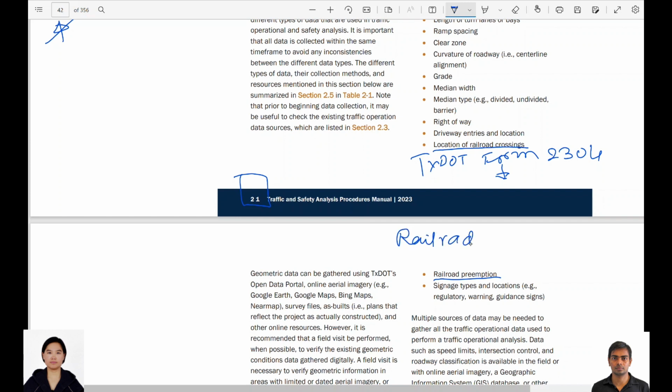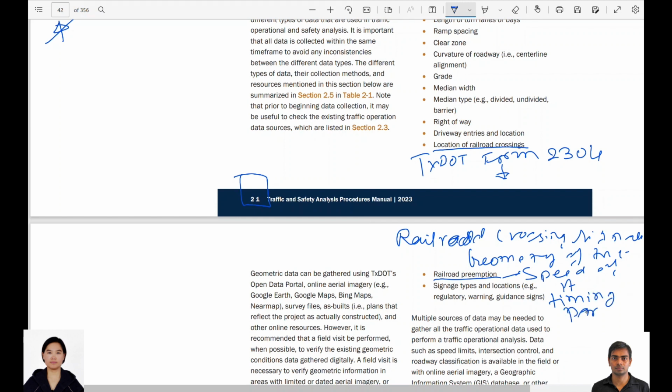So there are different railroad crossing signals and the gate arm. This depends on the geometry of the intersection, speed of the approaching train, type of detection of the train, and several timing parameters. Among the timing parameters, the most important one which plays a bigger role in railroad preemption is the pedestrian timings.